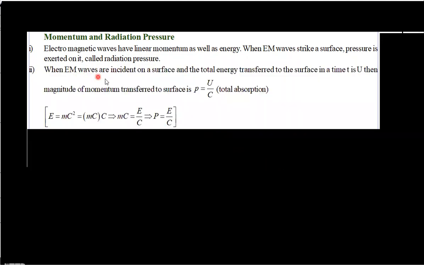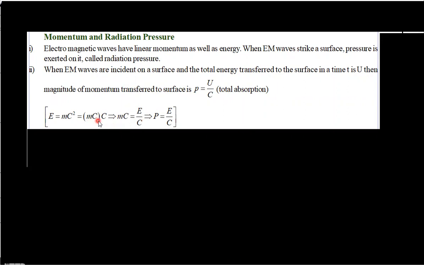Now, these electromagnetic waves are incident on a surface and the total energy transferred to the surface in a time t is U. Then the magnitude of momentum P is equal to U by c, where this U is energy, c is what? Velocity of light. Now you see here how we are getting this. E is equal to mc square. And this mc square I can write as mc into c. And this mc is equal to E by c.